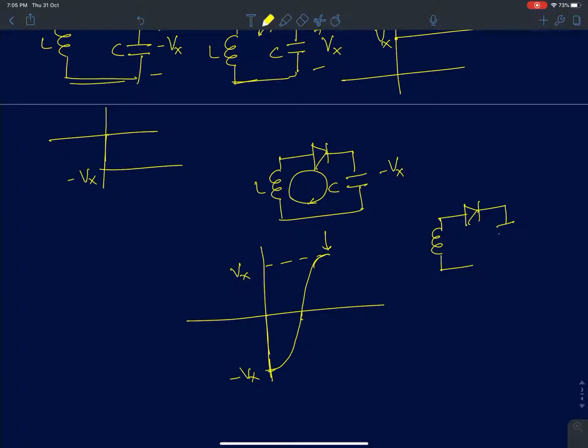At this point the circuit will come to something like this. The capacitor will have stored a positive voltage across it, plus Vx. Now the diode will just open up and the voltage across the capacitor will remain constant.